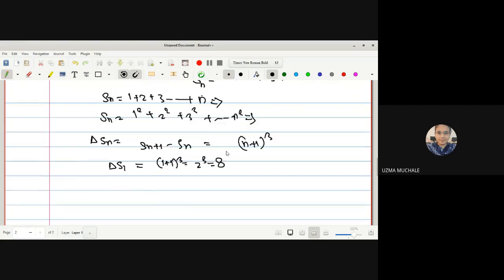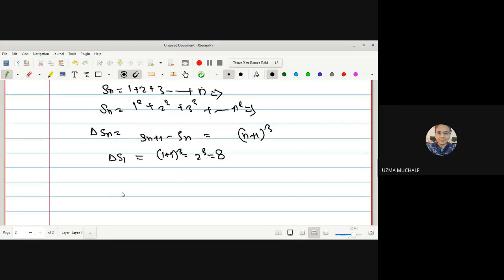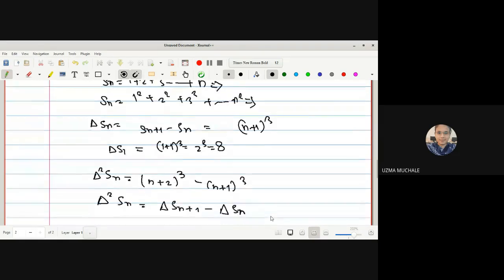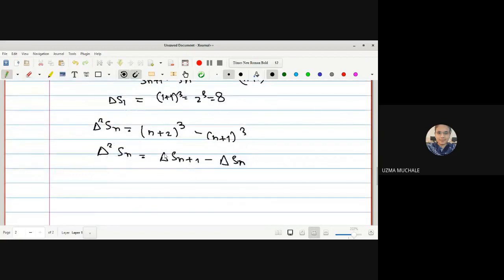Similarly, now we can find out the delta square Sn. Okay, it will be delta square Sn, it is nothing but n plus 2 bracket cube minus n plus 1 bracket cube. बरोबर? Yes, ma'am. We'll get 19, ma'am. You can have delta square Sn as delta Sn plus 1 minus delta Sn, and then you can work out. After doing that, you will get again the same thing.